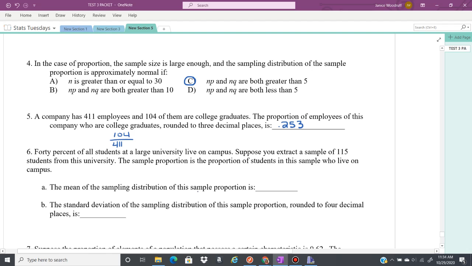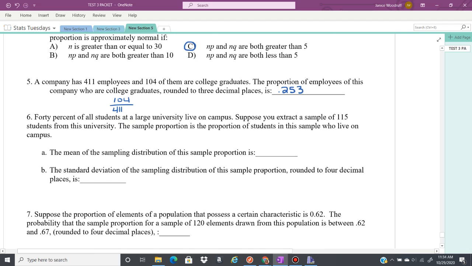All right, number 6, 40% of all students in a large university live on campus. Suppose you extract a sample of 115 students from this university. The sample proportion is the proportion of students in the sample who live on campus. So the mean of the sample proportion is what? This is actually kind of hidden here because it's written in words and not as a number, but it's right here. 40% of students live on campus. So that mean would be 0.40.